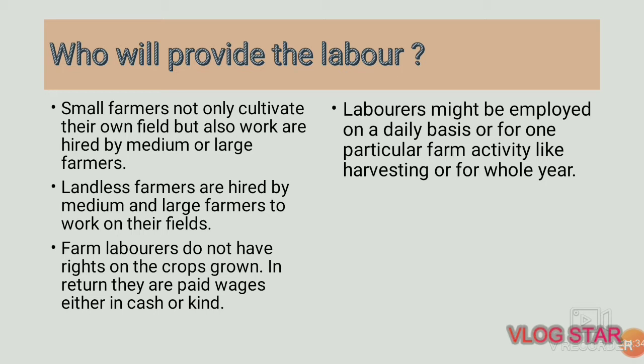So small farmers not only cultivate their own field but also workers are hired by medium or large farmers. So small farmers like Gobind, we have already seen, his land was not sufficient enough, so he went for the alternative of having one buffalo.